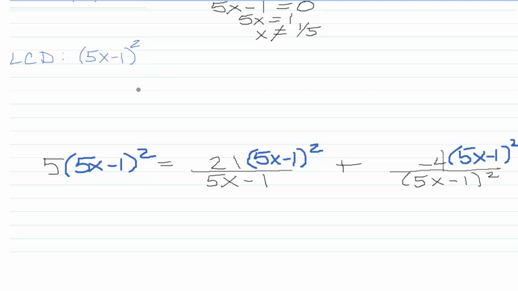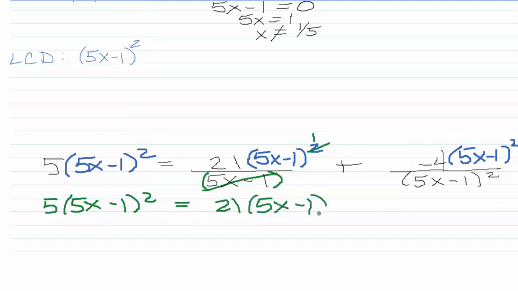Now, what we hope will happen if we did everything right is our denominators will cancel out. So on the left, we still have 5 times (5x minus 1) squared. On the right, this first term has a 5x minus 1 in the denominator, and 2 copies in the numerator. So if we divide that out, there's just going to be 1 copy left in the numerator. So we'll have 21 times 5x minus 1. Don't have to write the first power. And in this last term, (5x minus 1) squared goes into (5x minus 1) squared once, and we have negative 4 times 1, or negative 4 here.